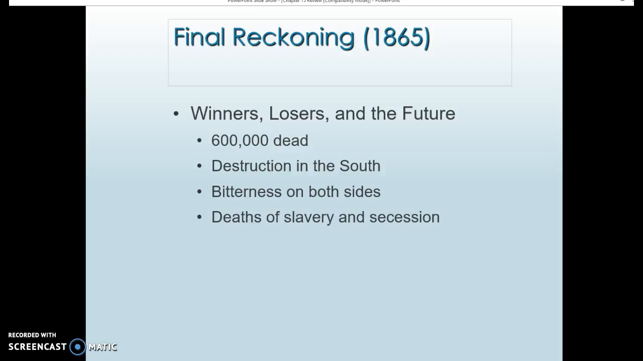In 1865, when all is said and done and Lee surrenders to Grant, you've got 600,000 dead, both the North and the South. Destruction is laid down in the South. There's nothing really left. Those plantations, houses, crops, livestock, everything is destroyed, burned, killed, butchered. There's bitterness on both sides, but one thing that does come out of that is the final death of slavery and the end of secession.